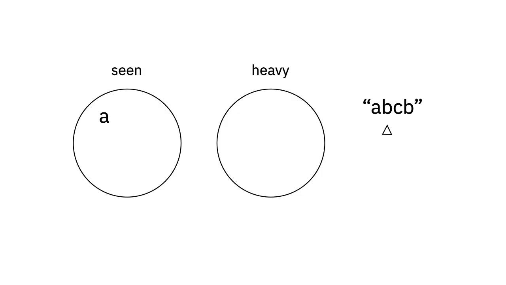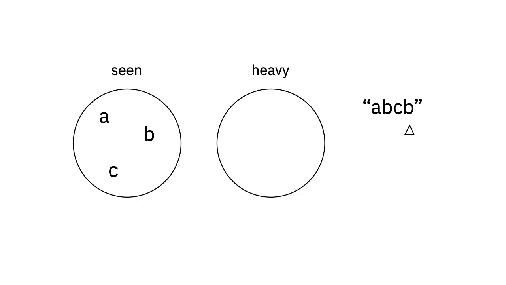The next character is B. It's also not in seen, so we add it to seen. Similarly, the next character is C. We check whether C is in seen. It's not, so we add it to seen.